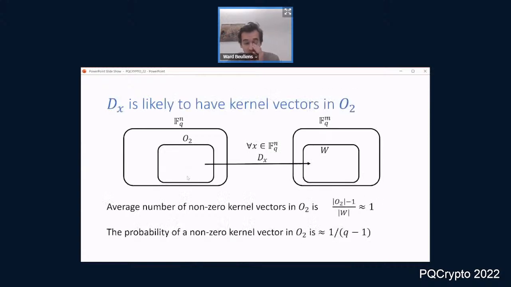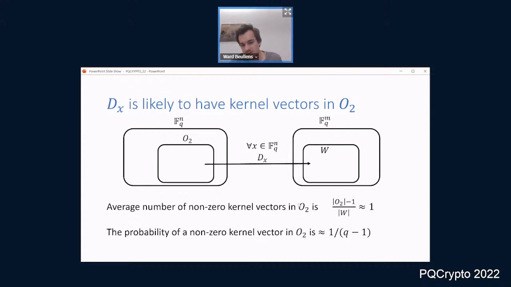So why would that be? Well, if this differential is just a random map that sends O2 to W, then for every non-zero vector in O2, you have a probability of 1 over the size of W that it maps this vector to 0, right? And you have the size of O2 candidates. So the average number of non-zero kernel vectors is going to be 1, because the dimension of O2 is the same as the dimension of W, right? So the average is 1.